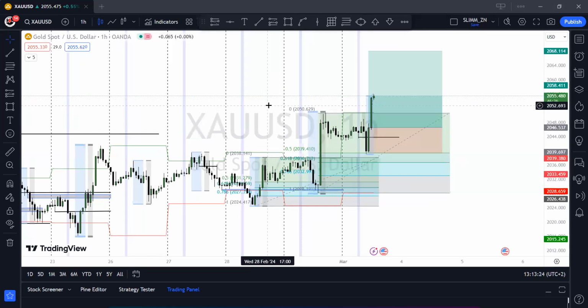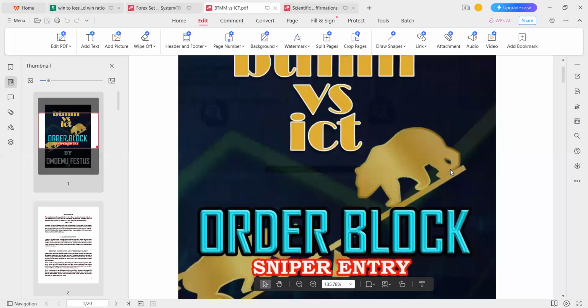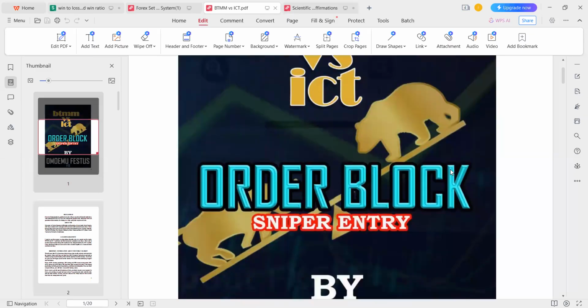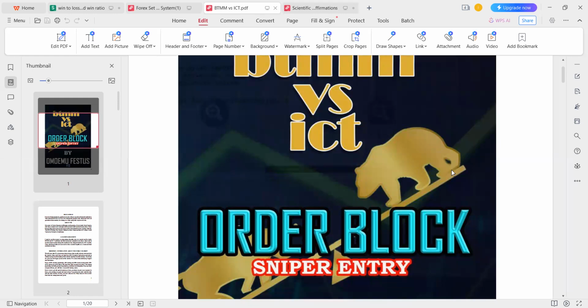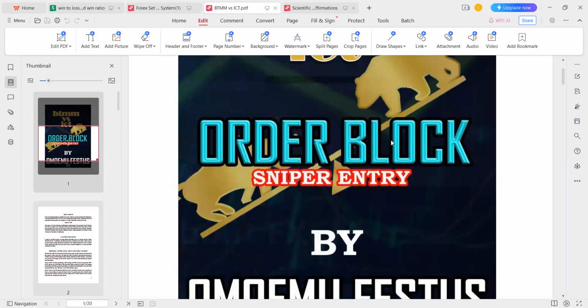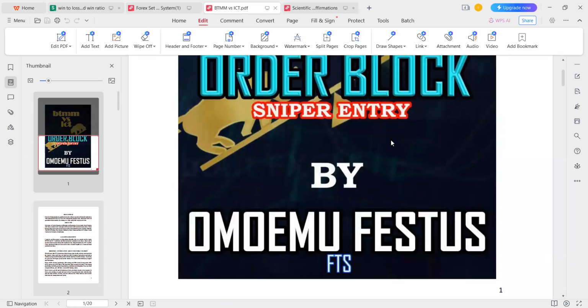The next book I'll be doing is dropping soon. Let me actually show the highlight because I got permission from the author. Let me quickly show you the book. The next book we'll be doing, new share. Okay, this is the next book we'll be doing. It's BTMM versus ICT order blocks. This is mainly about order blocks setups using BTMM and ICT combined by this gentleman here.